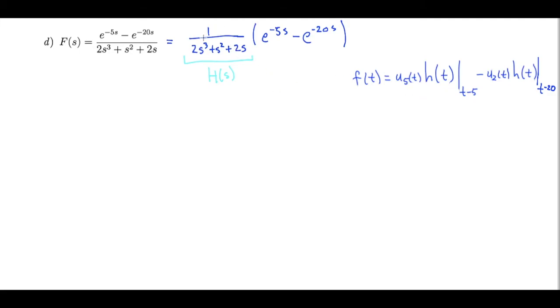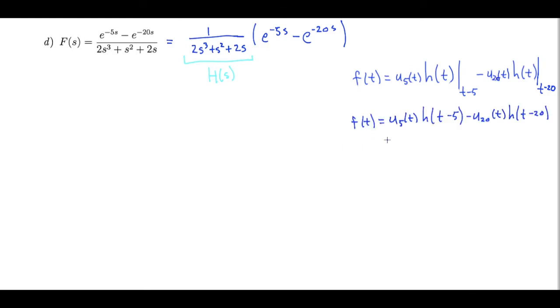I need to find the inverse transform of this, and then that inverse transform will be evaluated at t minus 5 because of this exponential, and then I'll multiply that by the appropriate step function, and then this second exponential will lead me to take that same inverse transform, evaluate it at t minus 20, and then multiply by the appropriate switch. I guess that should say sub 20 there.